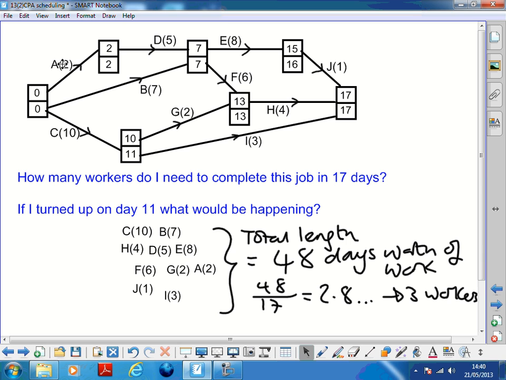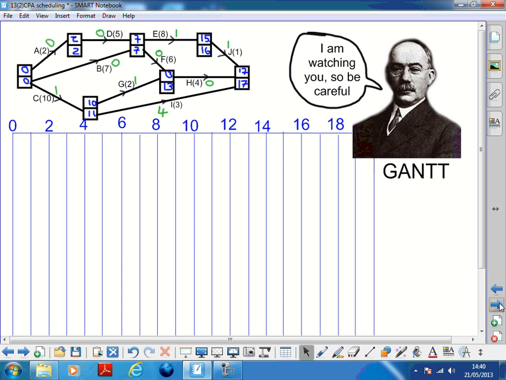Yeah, exactly. Now that's, again, you can answer the question looking at the network, but it's complicated. And what a Gantt chart allows you to do is to see things much more clearly. So we're going to put these jobs onto a Gantt chart. Now a Gantt chart represents each job, and it shows what's the earliest it can start, how long it is, what's the latest it can finish, and it shows its float.